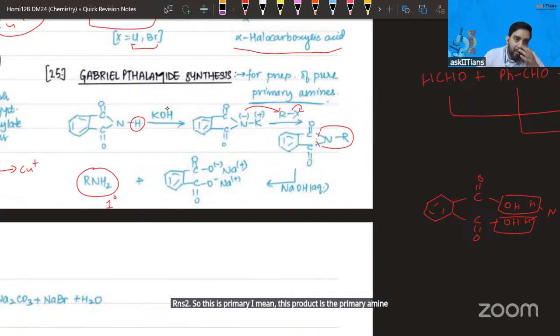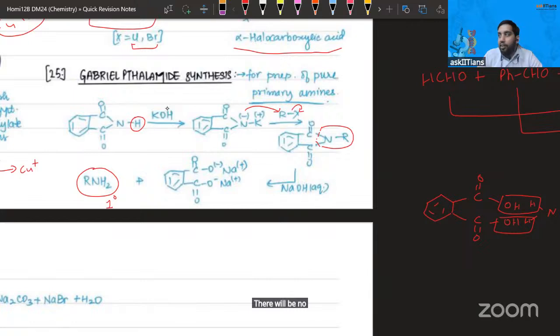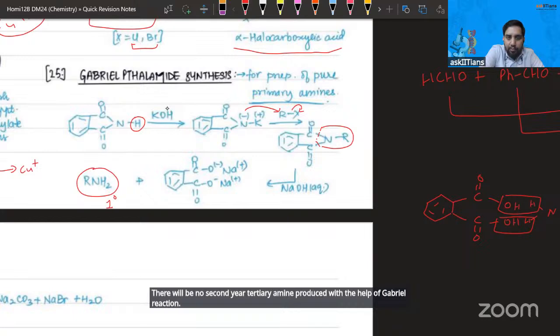We can only produce primary amine with the help of Gabriel phthalimide reaction. There will be no secondary or tertiary amine produced with the help of Gabriel reaction. This is also important for amines.